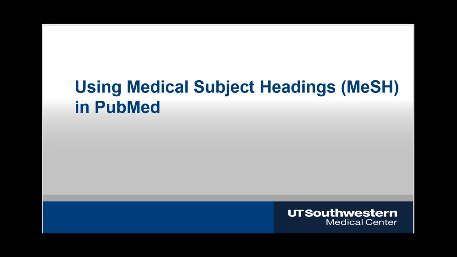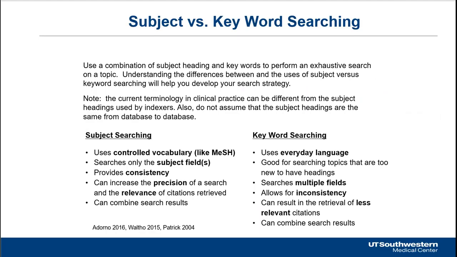Now that we've gone over advanced search, we'll take a brief look at medical subject headings in PubMed. There's quite a few terms and bits of jargon around this, but I'll try to keep it simple. MeSH, or medical subject headings, are a type of controlled vocabulary, basically special vocabulary for a database.